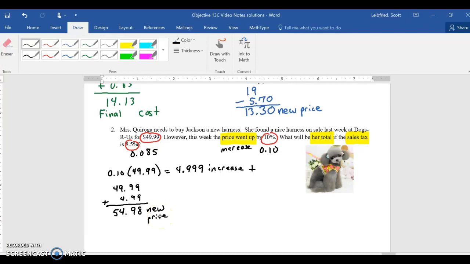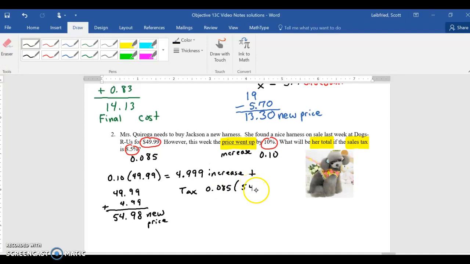Now we have to find tax. So tax is 0.085, so 0.085, and we're going to multiply that by the new price, 54.98. And when we take 0.085 and we multiply it by 54.98, we get 4.67. So that's our tax amount.